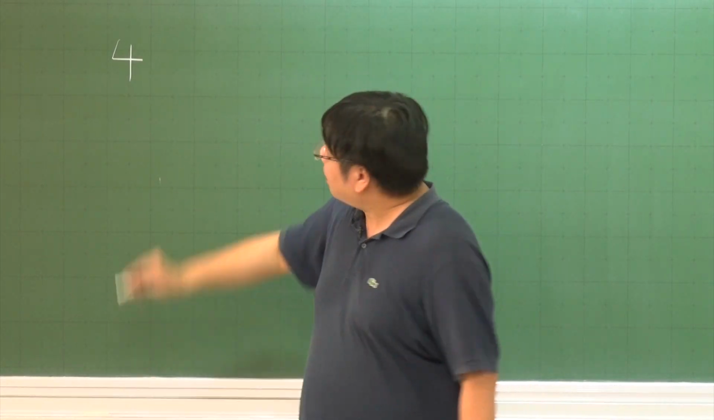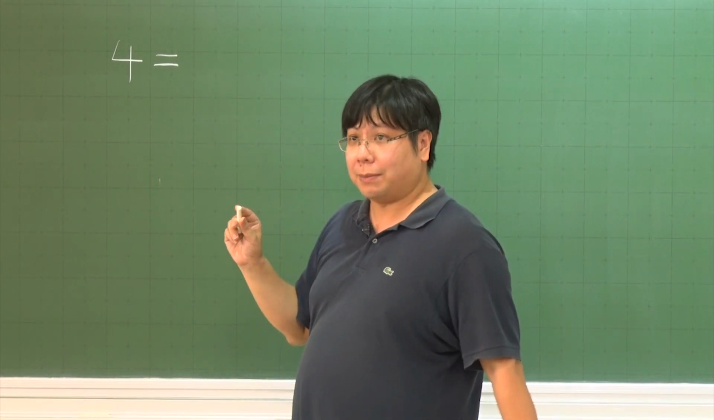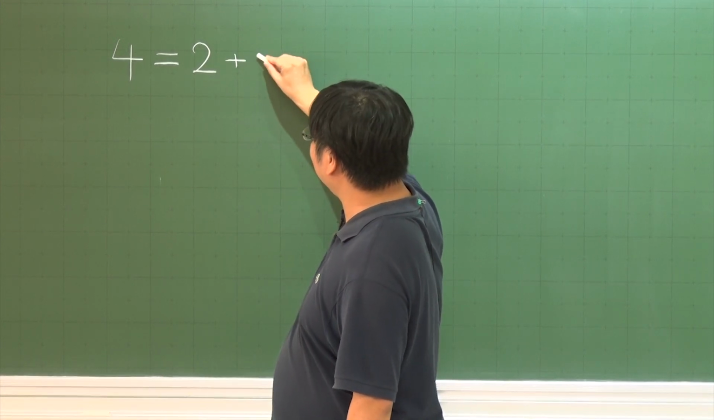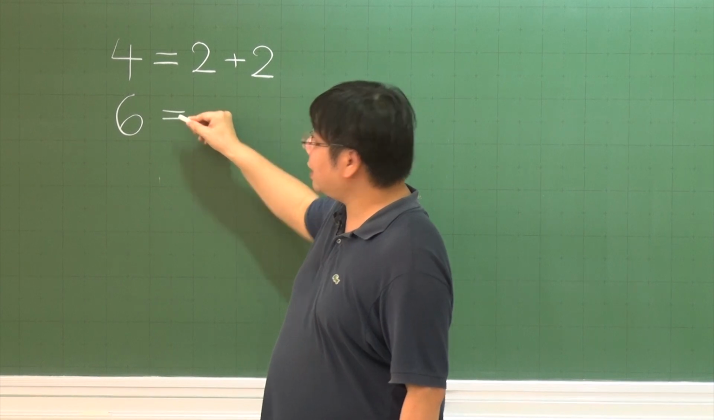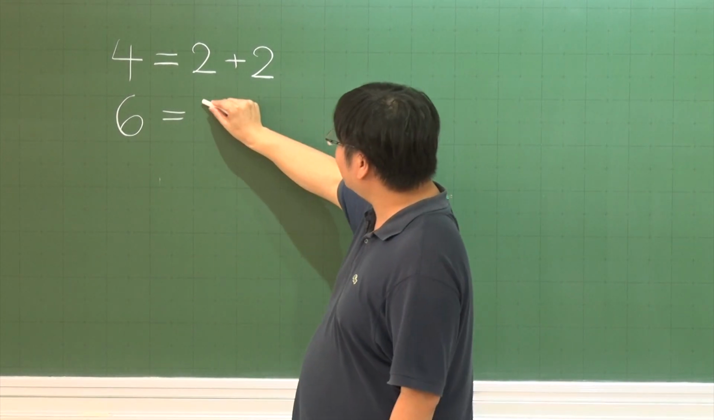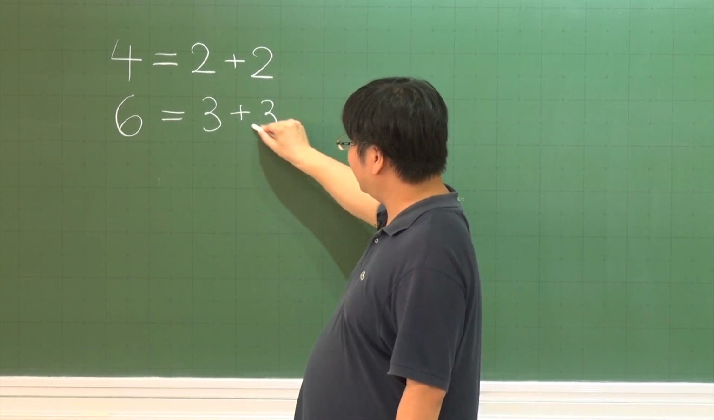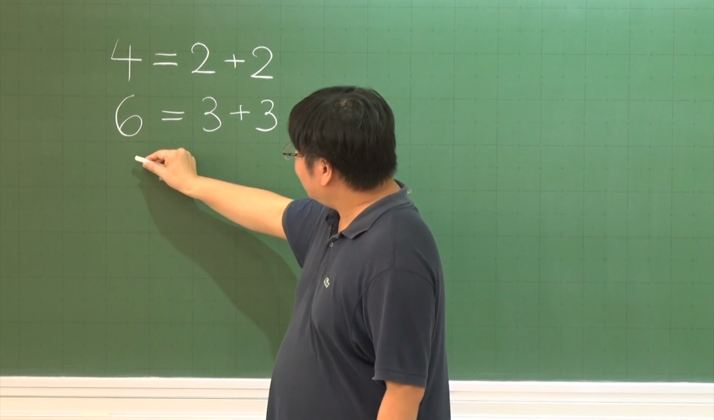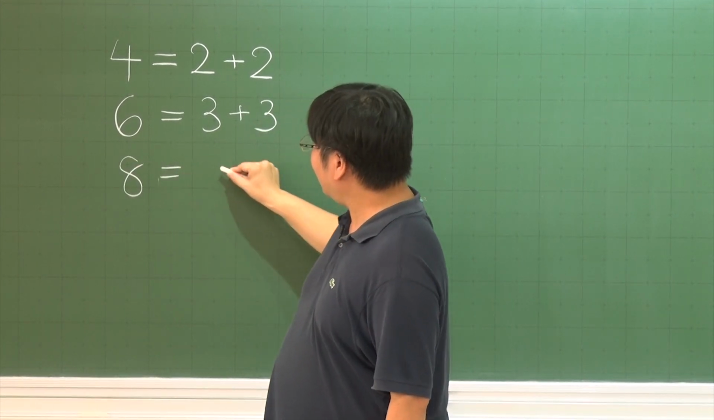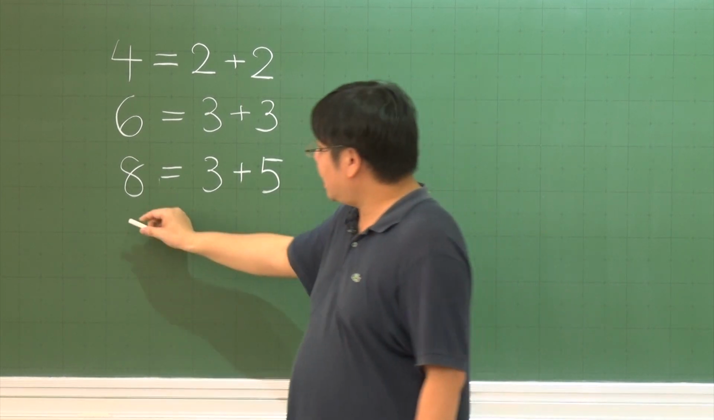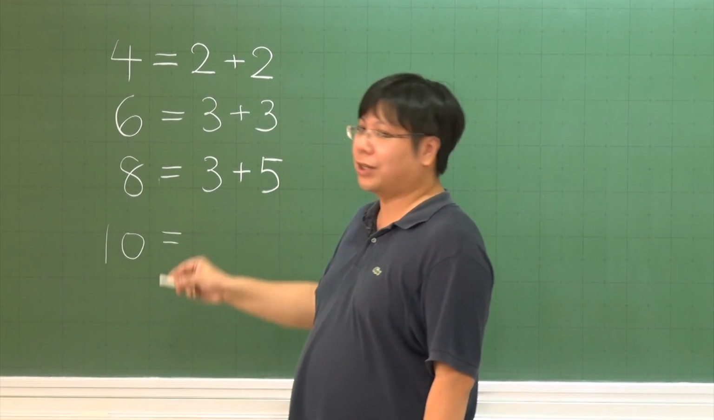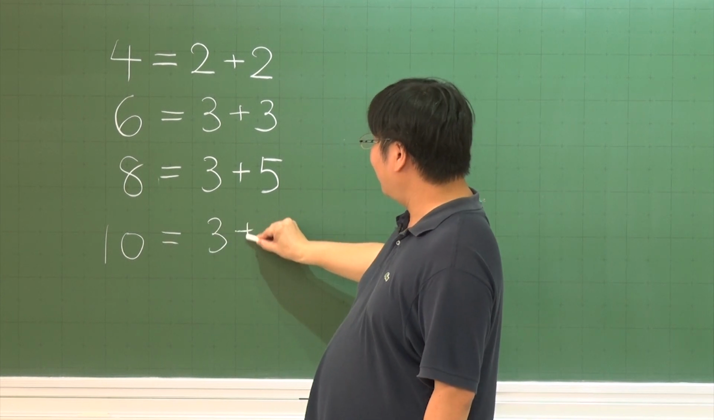Now 4 can be written as the summation of 2 primes, 2 plus 2. Is that okay? 6, you can also write it down as the summation of 2 primes, 3 plus 3. Is that okay? And then 8, you can write it down as 3 plus 5. Okay, 10, you have more options, 3 plus 7 or 5 plus 5.